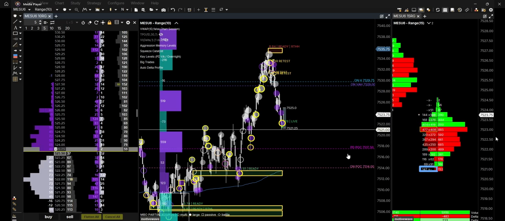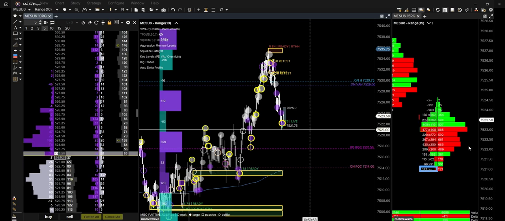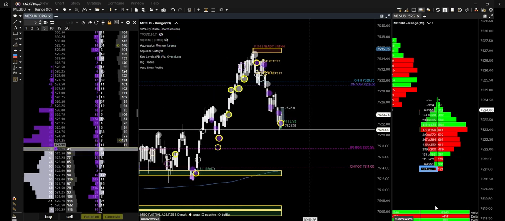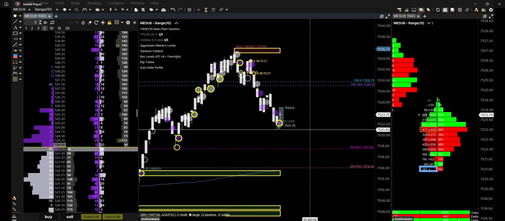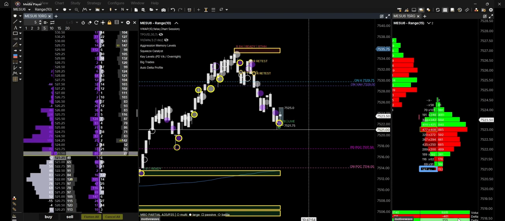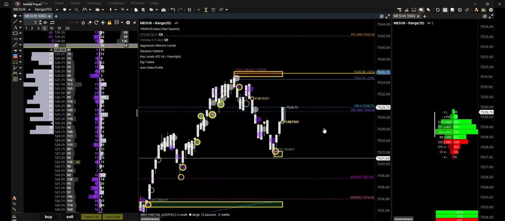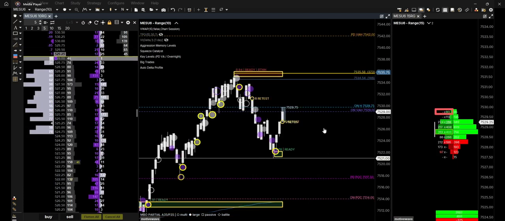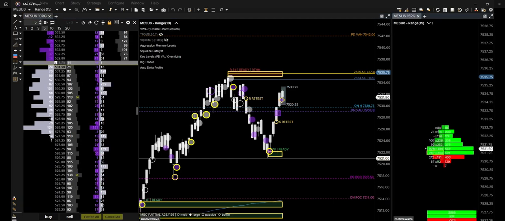And look, you can see that we had a really huge negative delta number, and it isn't really moving price down. Maybe that should have been my entry, and we could just target this high. I think this low gets taken before we get that move higher. It was just a really choppy day.